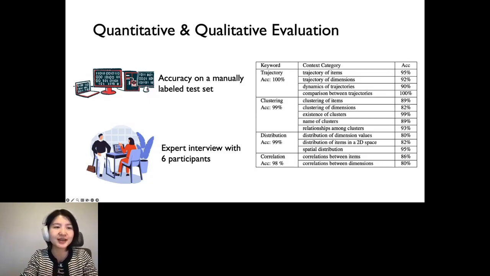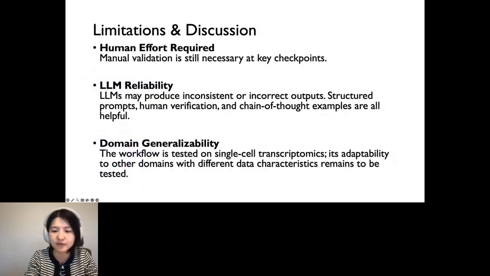Of course, we did quantitative and qualitative evaluations to understand how good this workflow is, and there are also definitely some limitations in terms of the human effort required, reliability, and domain generalizability.